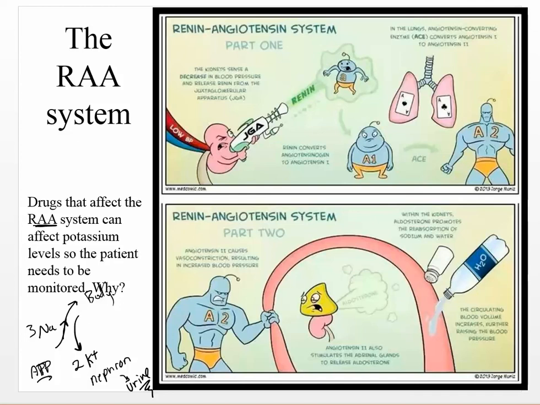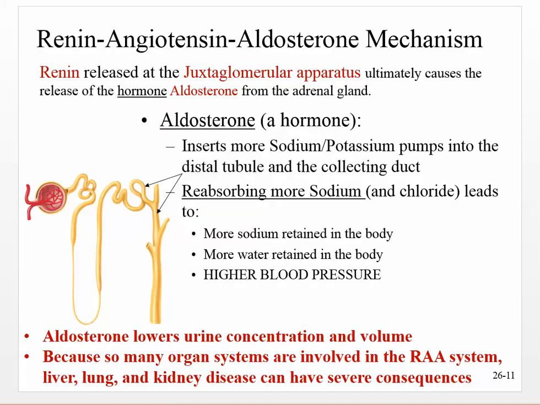Yes, the sodium's going back into the body, but the potassium is leaving the body. Okay, so this kind of goes through the whole thing. So renin is released at the juxtaglomerular apparatus. So we talked about what that was, which ultimately, we skipped a few steps here, but ultimately causes the release of aldosterone. So now we're talking about what aldosterone does.